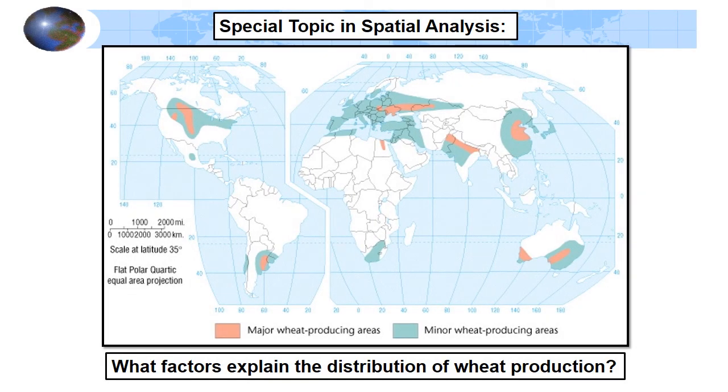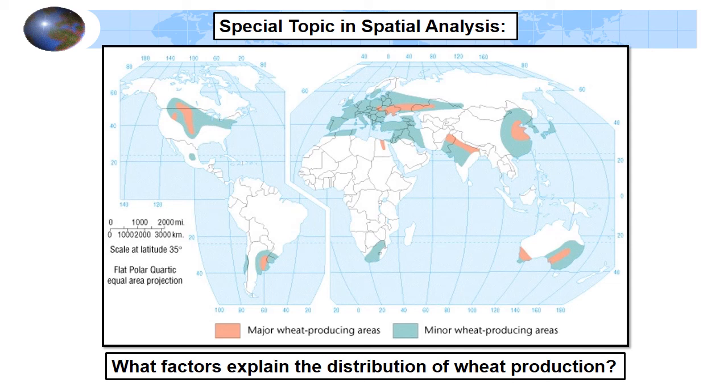Now, here's a special topic. Usually, on the first day of class in the face-to-face classes, I would spread out some of these maps and then ask a simple question. For example here, what factors explain the distribution of wheat production? You'd be thinking like a geographer if you could come up with an answer. Most people usually put down the physical things. Well, it's more of a middle latitude type crop, but what explains the major areas and the minor areas?